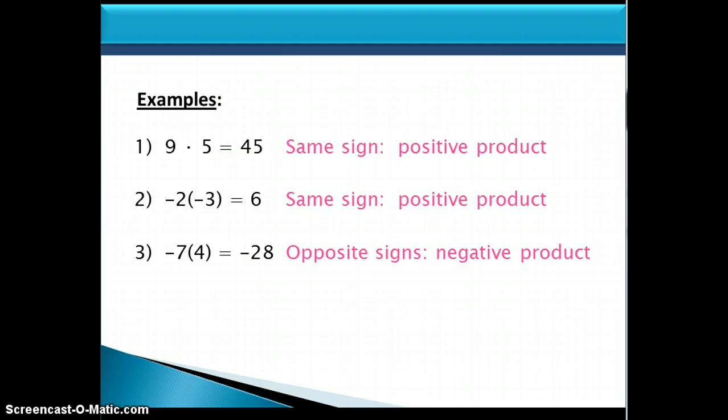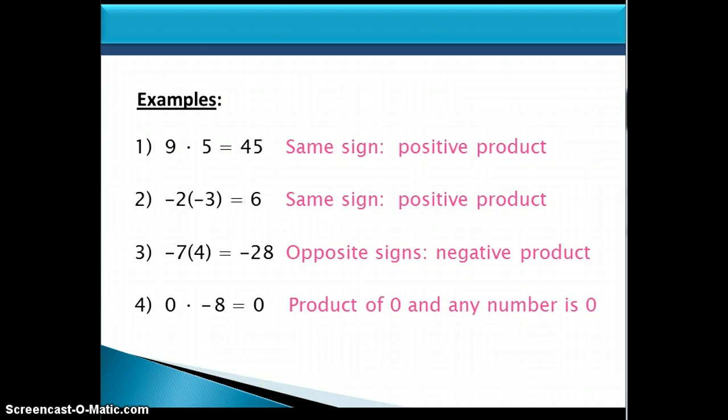In this next example, we have negative 7 times positive 4. Those have opposite signs. When we multiply two numbers with opposite signs, we get a negative product. 7 times 4 is 28, and because we're multiplying opposite signs, we get negative 28 as our product. In this last example, we're multiplying 0 times negative 8. Now, it doesn't matter what sign the negative 8 is, because 0 times any number is 0.